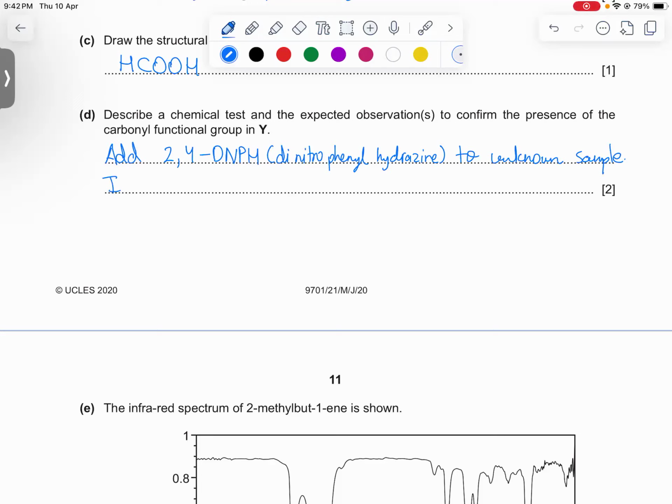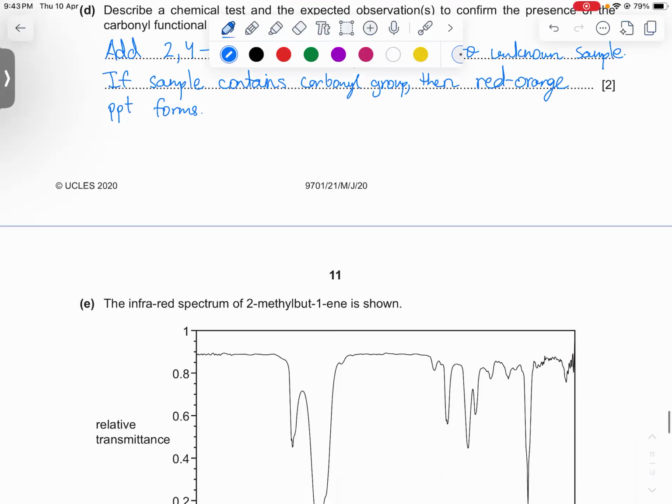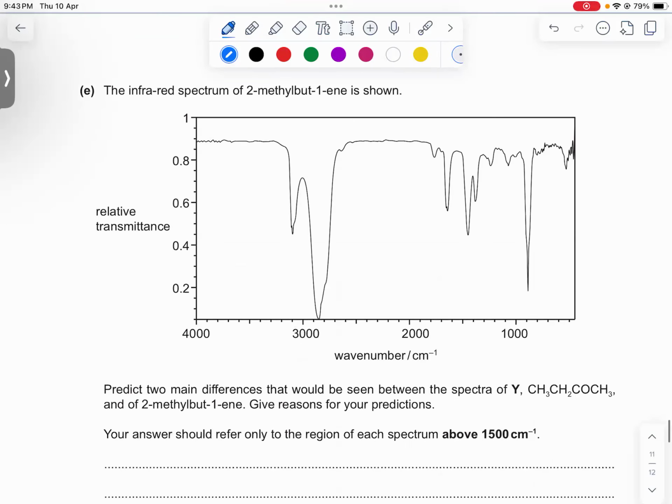Full stop. If sample contains carbonyl group, then red orange precipitate forms. Full stop. On to the next question.